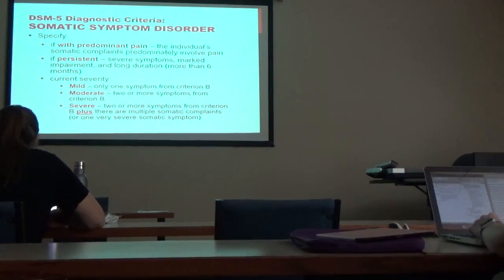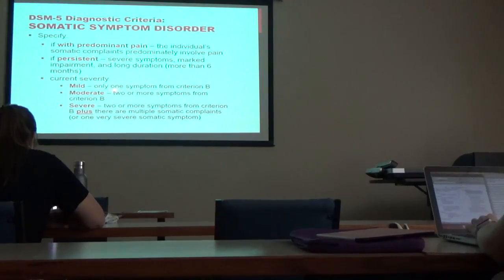When you're coding this, and I've given you this on just a few of these, there's lots of coding modifiers and extenders that you can put onto them. This one I think is helpful. If it's with predominant pain, then you can do that. So it'd be somatic symptom disorder with prominent pain, or somatic symptom disorder persistent if they have severe symptoms, marked impairment, and long duration, more than 6 months.